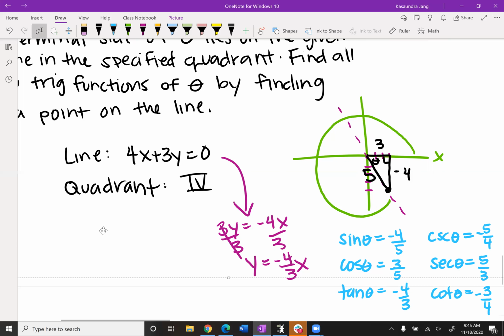I tried to color code the different steps I did. I figured out where that line was first, and then I drew my angle, starting on the positive x-axis, down to where I was going to end on that line. For me, I had to go to quadrant 4. Drew the triangle, found the missing side on that triangle, and then used all 3 sides for my 6 trig functions. Any questions?